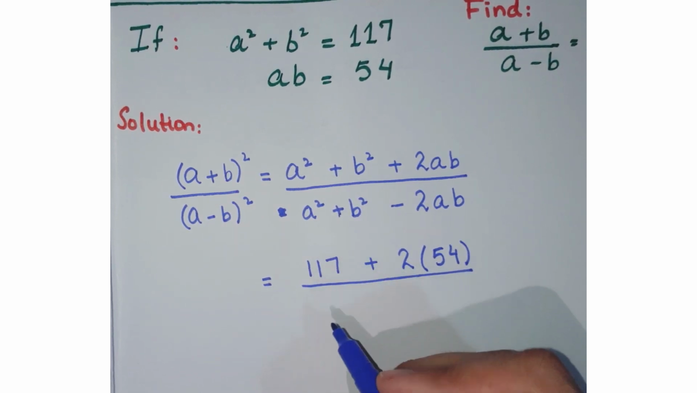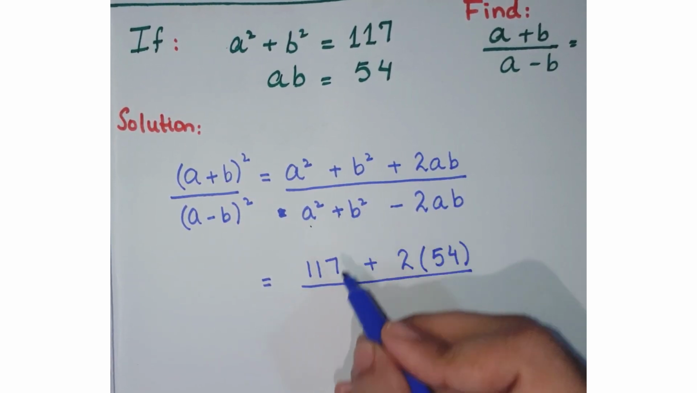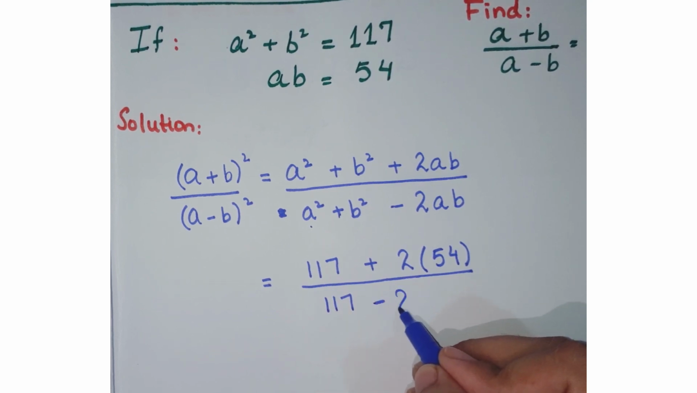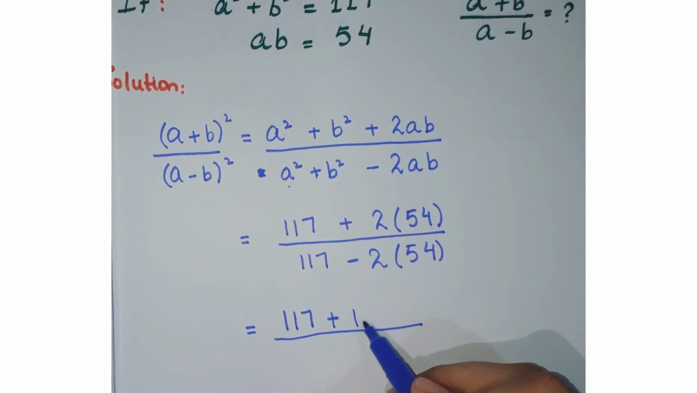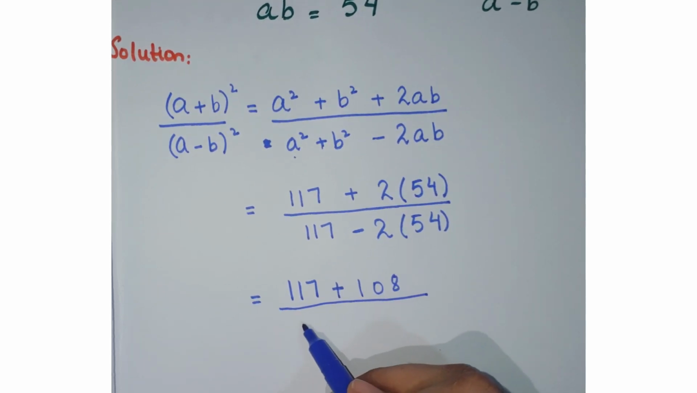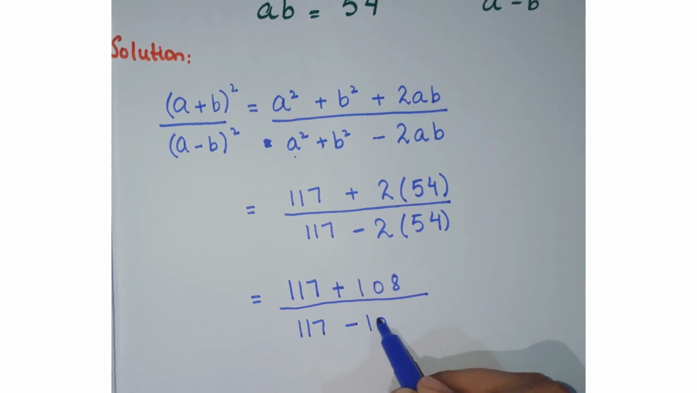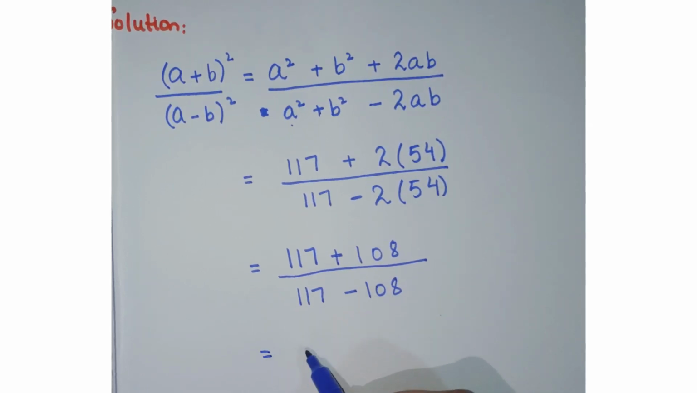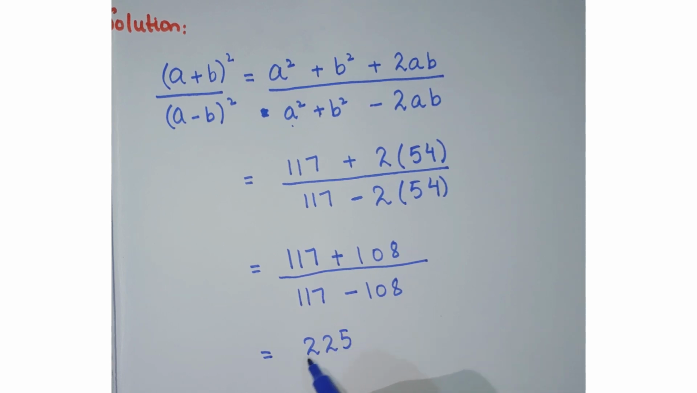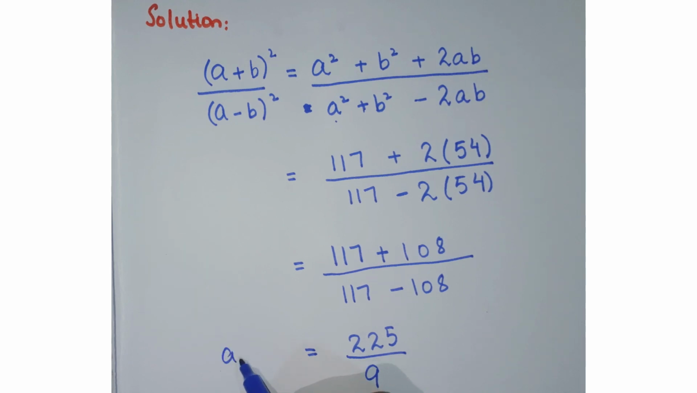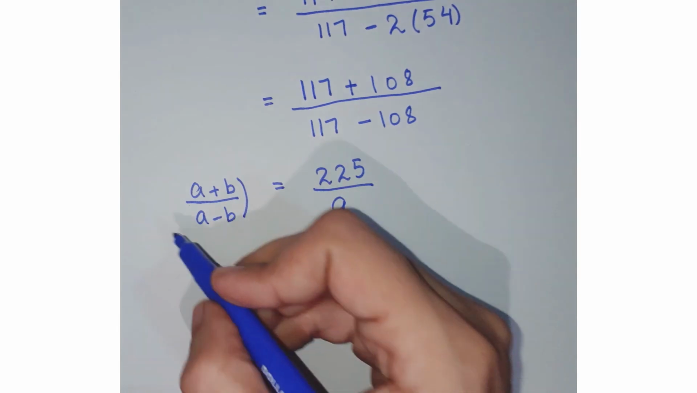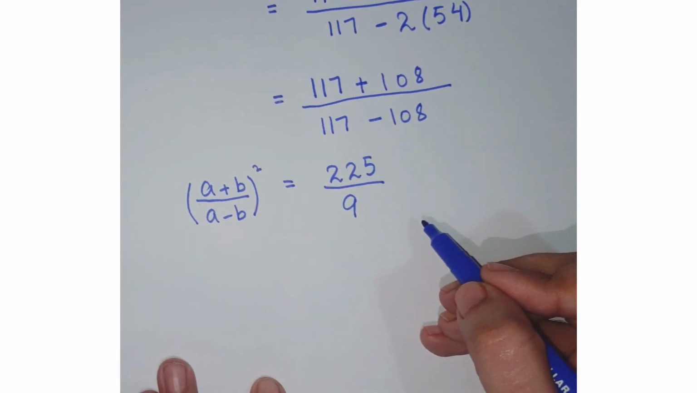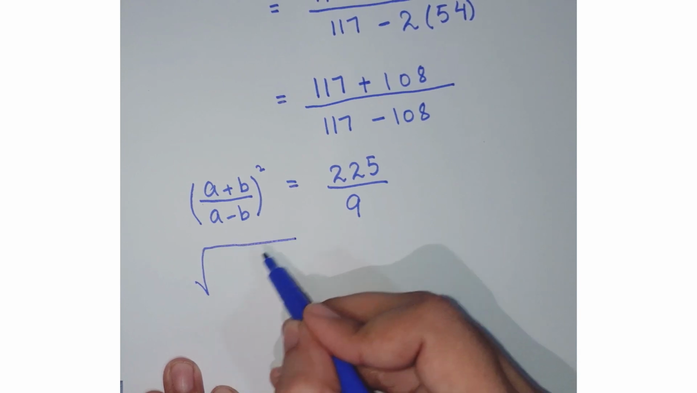Similarly, put the values in the denominator as well, that is a square plus b square is 117 minus 2 into 54. You get here 117 plus 108 upon 117 minus 108. Further, you will get here 225 upon 9, right? Now, as you know, on the left hand side we have a plus b upon a minus b, you can write it as (a plus b upon a minus b) whole square. Now, just take the square root on both sides.